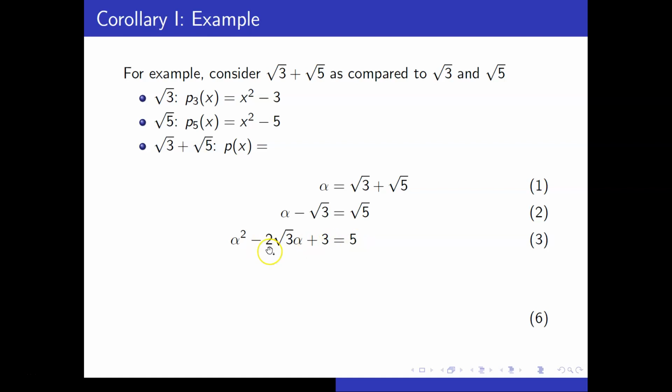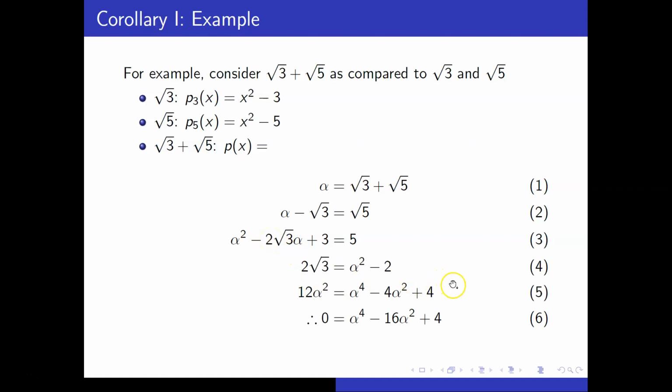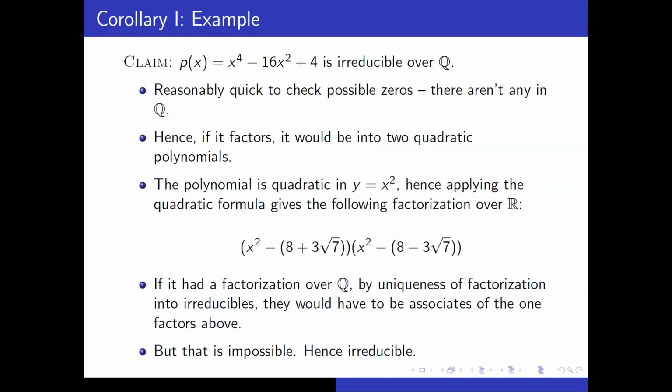Well, that's not too bad. I'm going to isolate this radical and then square it out again. When I do that and then bring this over to the other side, I've now eliminated all of my radicals, and I have that 0 is equal to alpha to the 4th minus 16 alpha squared plus 4. So that gets me a polynomial x to the 4th minus 16x squared plus 4. Now, is this the minimal polynomial? It's not actually important that it is, but it is. And since I can show you that, I think I will.